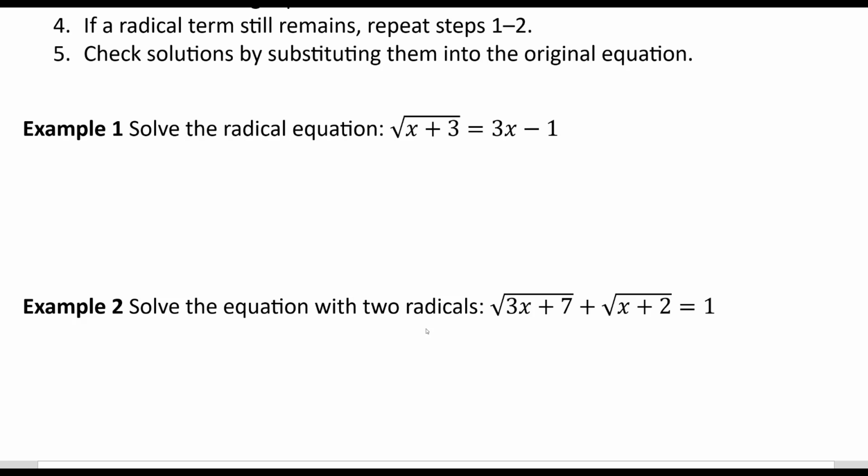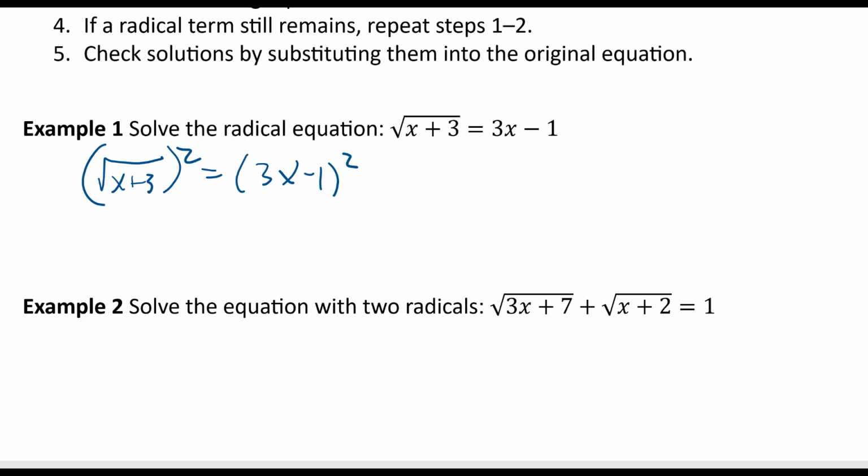This is nice because we already have the radical isolated for us. So since it's a square root, I'm going to take that square root of x plus 3, square that side, and I'm also going to square the 3x minus 1. Now this is where most people get their radical equations wrong. The left is pretty straightforward. It's just going to be x plus 3.